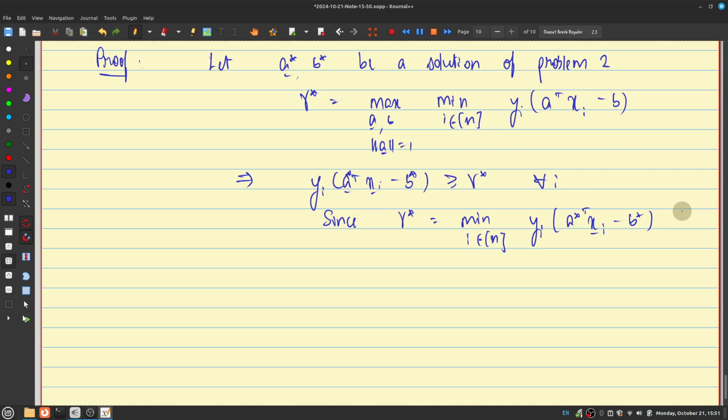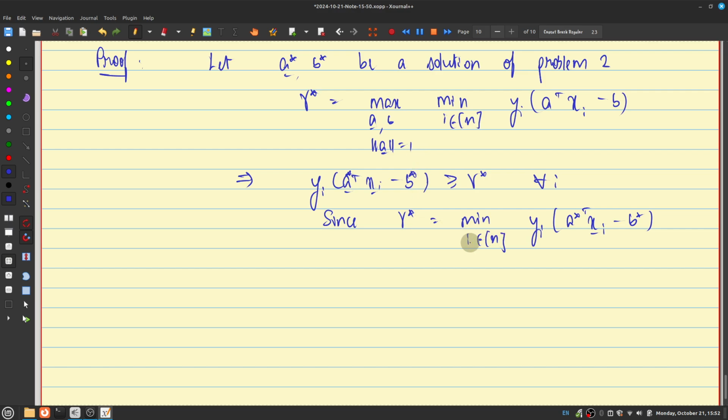So you agree that gamma star is equal to this? I'm saying that a star, b star is a solution for this, right? So there is an a star and b star which achieves the max of min of this. And I'm saying that gamma star is the value of this particular objective function. It's the maximum of all minimum distances. That is gamma star, correct?